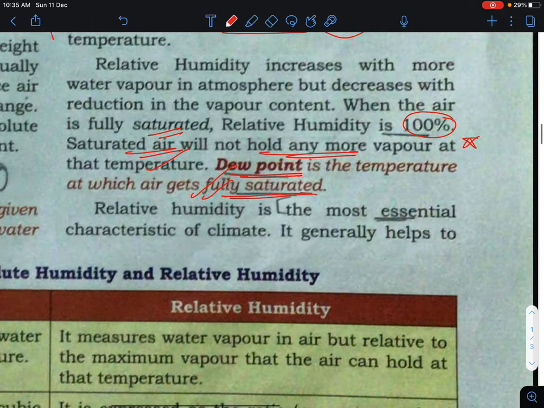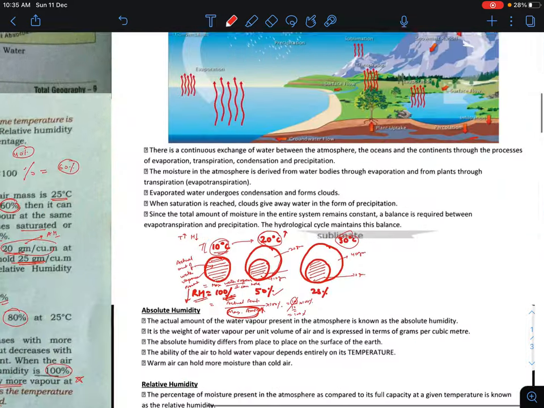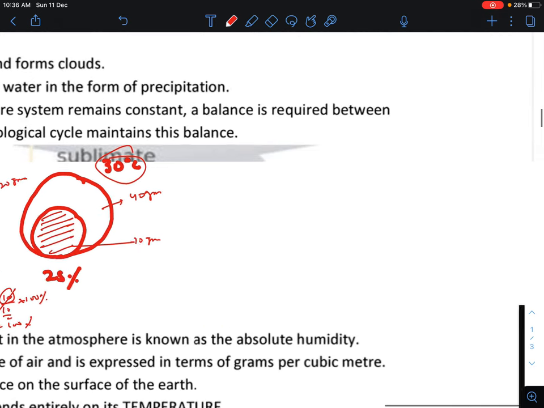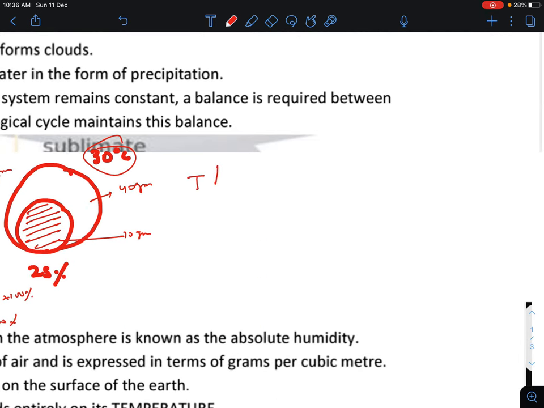Now we will study that relative humidity is the most essential characteristic of the climate. We have already studied that there is an inverse relationship between temperature and humidity. It means that relative humidity is inversely proportional to temperature. From here we conclude that if the temperature increases, then the humidity capacity is going to increase. It means that RH is going to decrease.